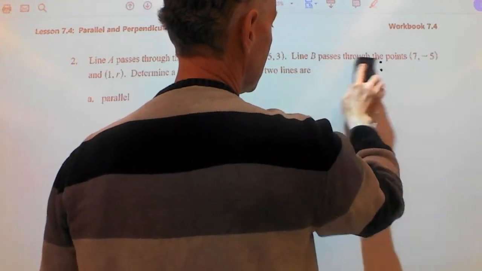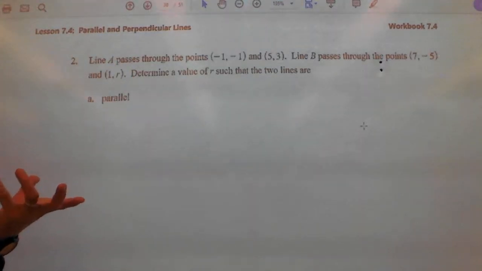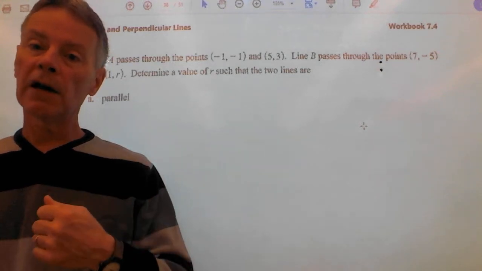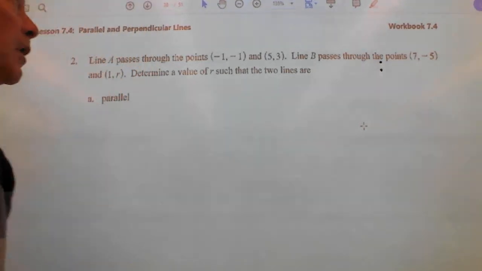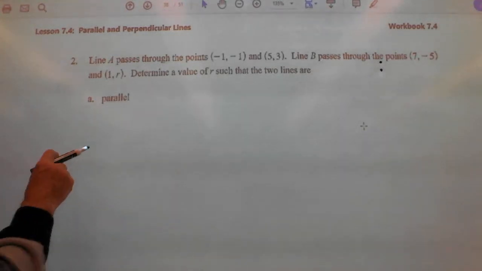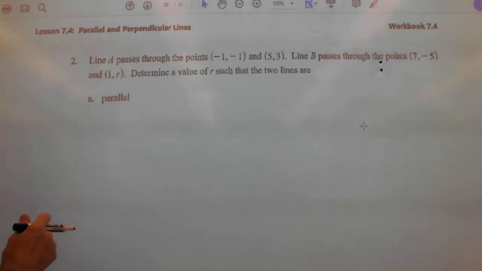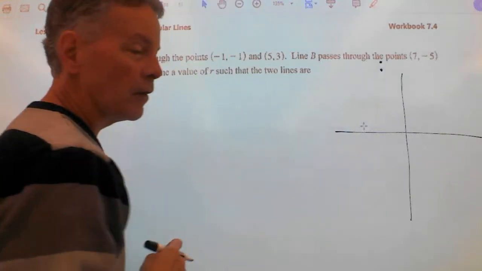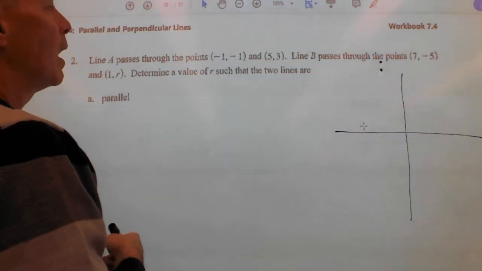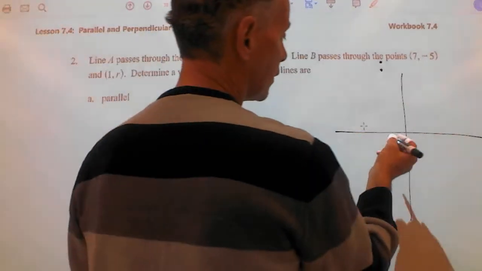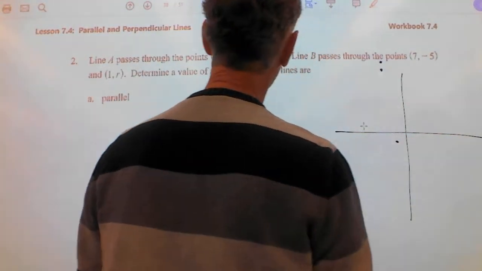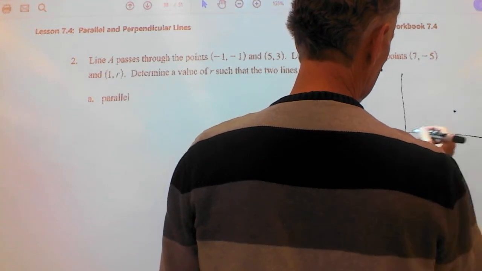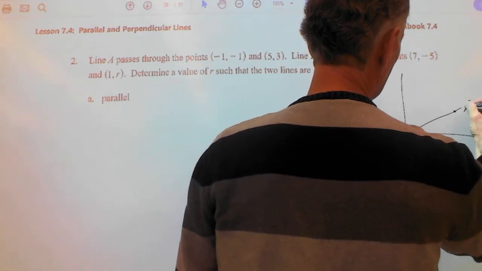We did some of these in the actual lesson. If you haven't looked at the lesson, it's a two-parter for 7.4, and it's on YouTube, just like this one will eventually be. Take a look at those. So it says line A passes through the points (1, -1) and (5, 3). Let's just very quickly sketch this so that we have something to look at, okay? So line A passes through the point (1, -1), which is right about here, and (5, 3), which is right about here. Okay, so there's line A.